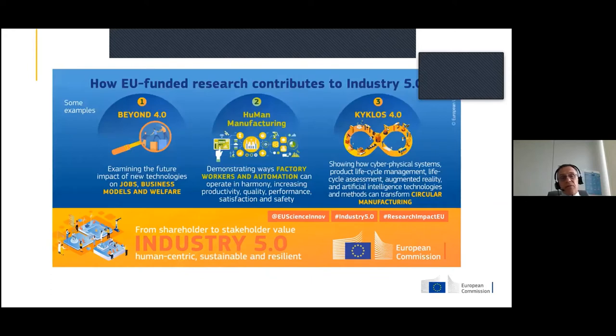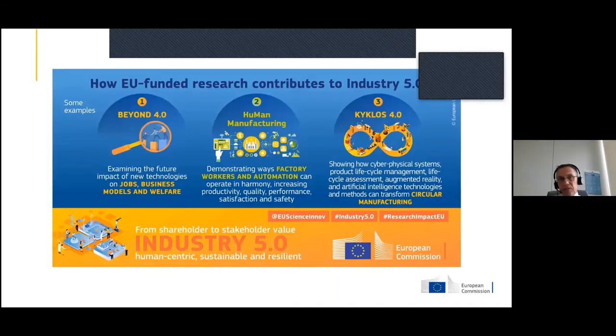Last but not least, three examples of how EU-funded research contributes to Industry 5.0. These are three projects from Horizon 2020. The first one, Beyond 4.0, looks into the impact of new technologies on business models, on welfare, on jobs. Another one, Human Manufacturing, looks exactly at this interface between technology and humans. So how can we best combine this to increase productivity, but also the satisfaction, the safety, and the quality of the products delivered by the workforce.